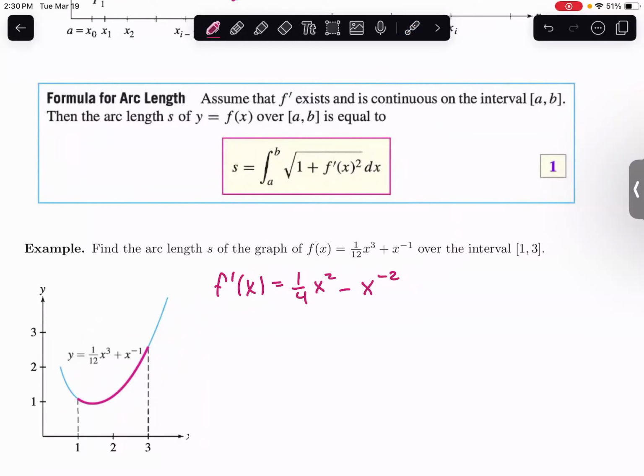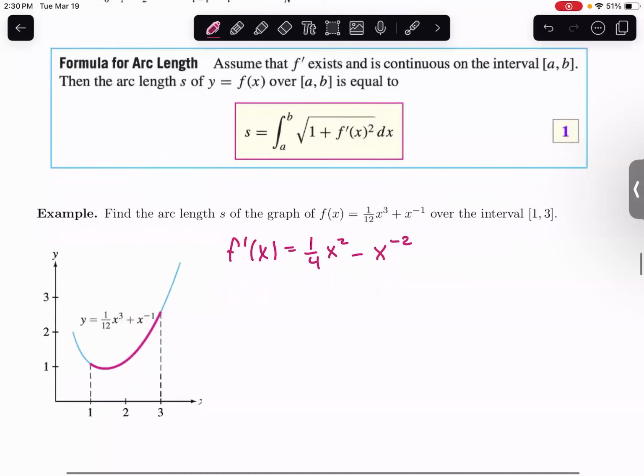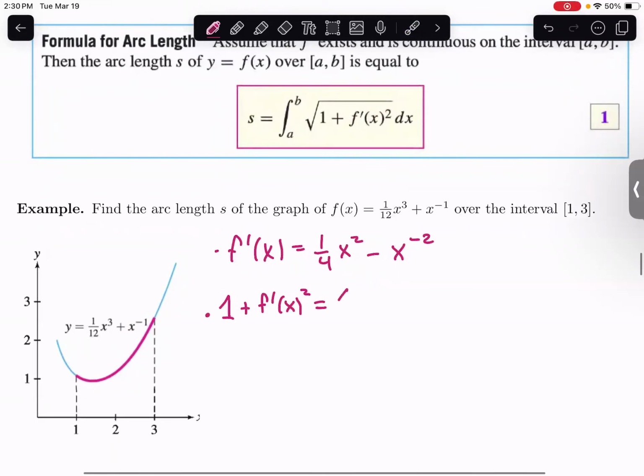Okay, and so what we want to do next is, now that we know what the derivative is, let's see what 1 plus the derivative squared ends up being equal to. And the overall goal is we want to make sure, if possible, we can cancel out the square root inside of the integral, because we don't like it when there's a square root inside of the integral. It's kind of messy. Okay, so this is going to be equal to 1 plus the square of 1 over 4 times x squared minus x to the minus 2 squared.